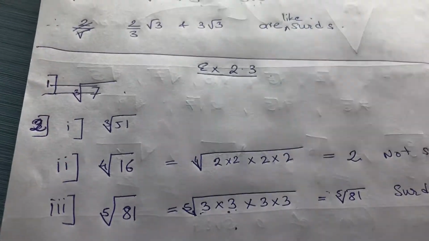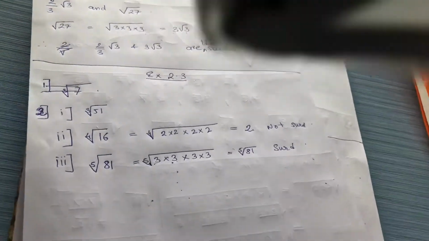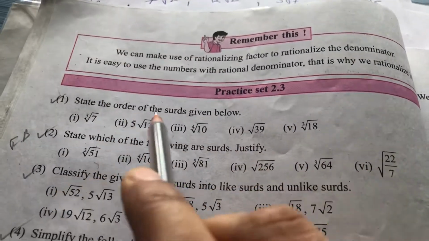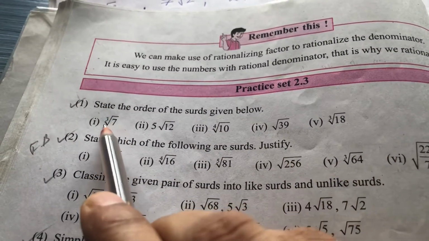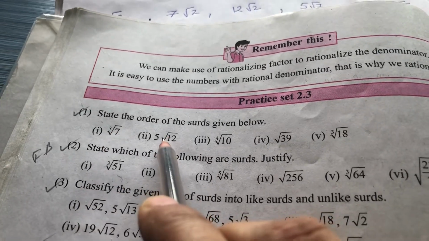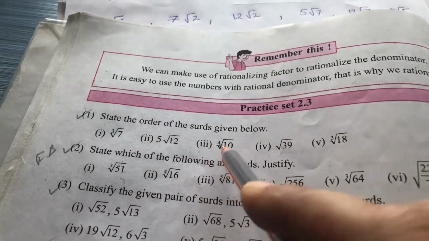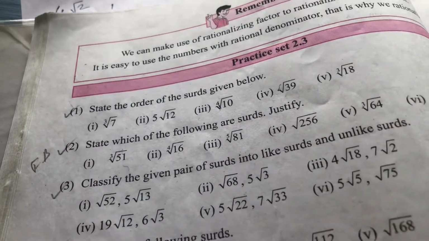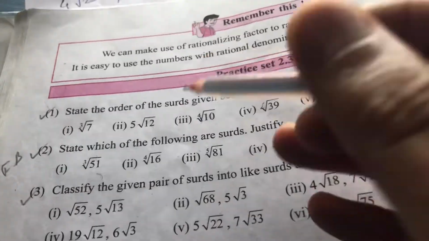So the first question of your exercise: state the order of the surds given below. The order is whatever number is here. So here it is 3, here it is 2, here it is 4, here it is again 2, and here 3. State which of the following are surds and justify.